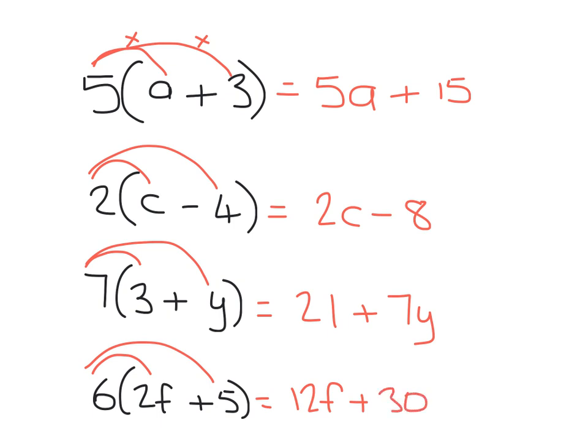Now we don't try and bring our two terms together. As we know from collecting like terms, our 5a and our 15 are different types of terms. They cannot be brought together. 21 and 7y are different types of terms, so don't try and add them together.